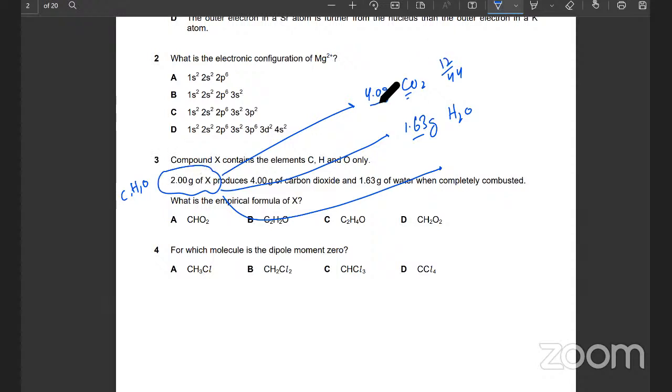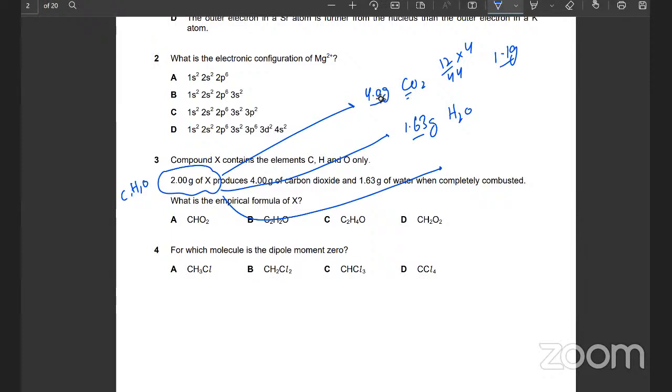The first thing, how much carbon is there in the carbon dioxide? That's 12 out of 44. That's the percentage of carbon in carbon dioxide. And you're going to multiply it by 4. So what are you getting? You need 3 significant figures. What is 1.1? But it's actually 1.0909. So let's take it as 1.1 grams.